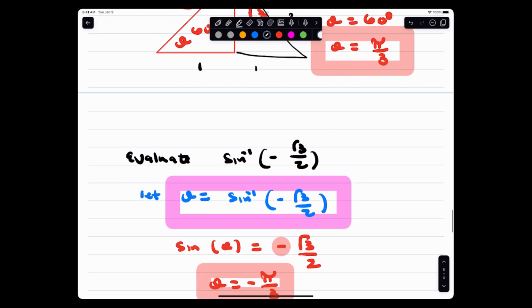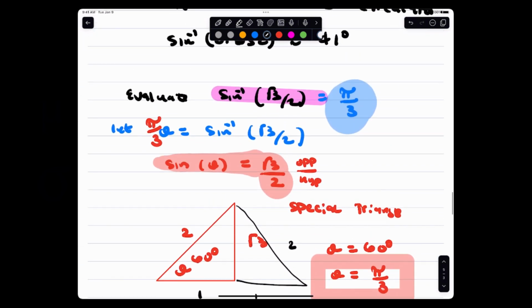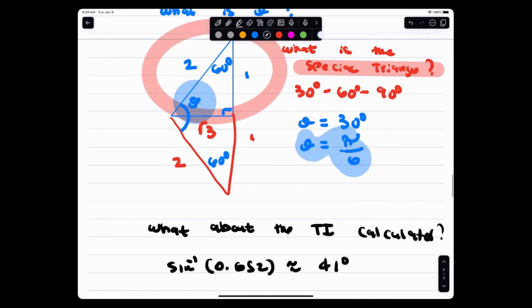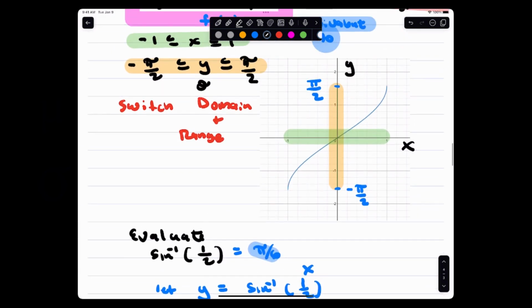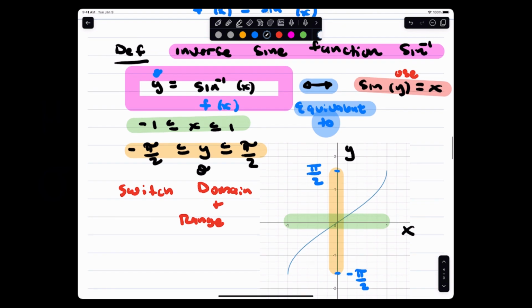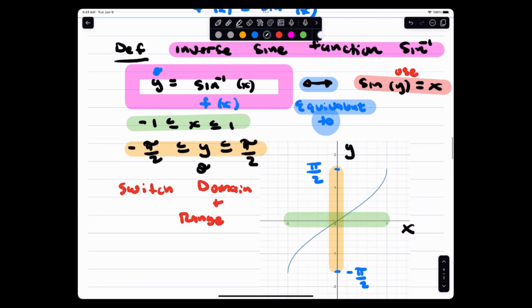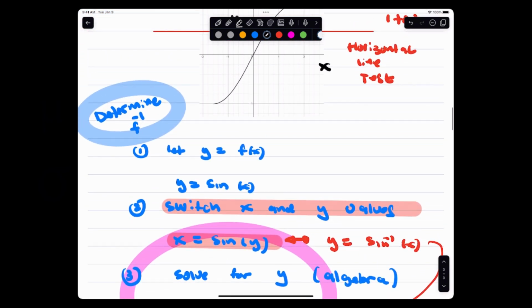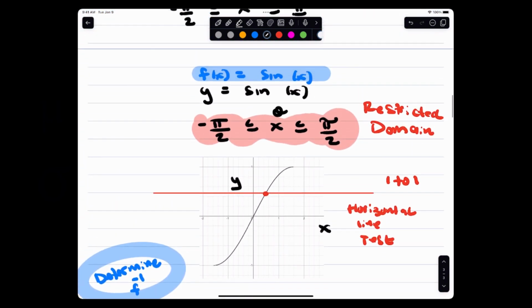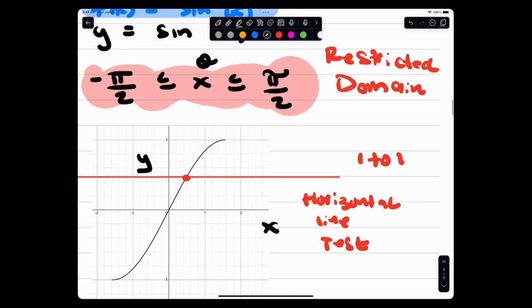Go back over here in your definitions. This is something that you don't want to overlook. This is something you always want to remember, okay? You see the range here? Negative pi over 2 to positive pi over 2. Where did it come from? It came from the sine function. What do we have to do with sine to make it 1 to 1? We had to restrict the domain.